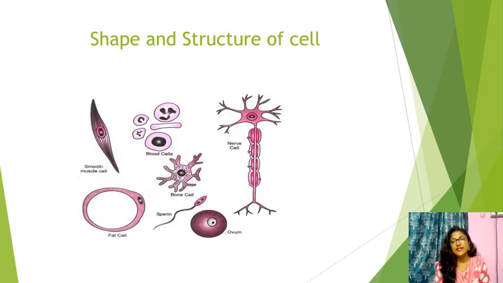Shape and structure of a cell. The shape and structure of a cell may vary. Different kinds of shape and structure of a cell are possible. So it is not in a particular way that it will be hexagonal or circular or something else. The shape and structure of the cell may vary.